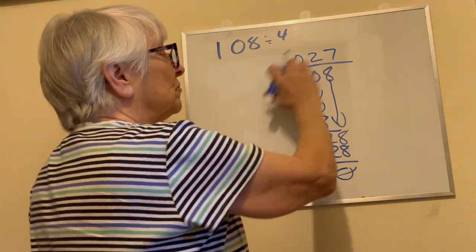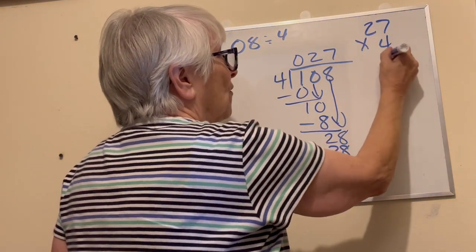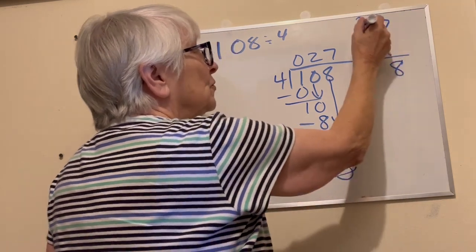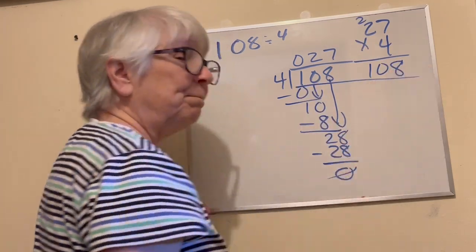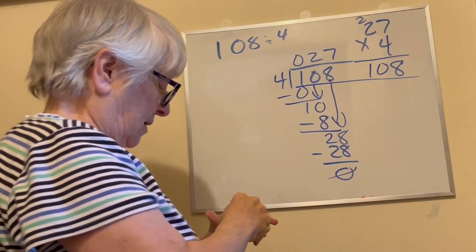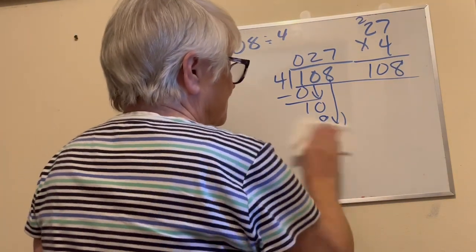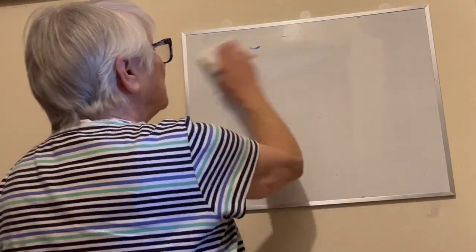Now, I'm going to check and see if I've gotten it right. 27 times 4. 4 times 7 is 28. Carry the 2. 2 times 4 is 8, 9, 10. Yep, they match. Moving on, getting something a little bit more difficult. Not much, but a little.